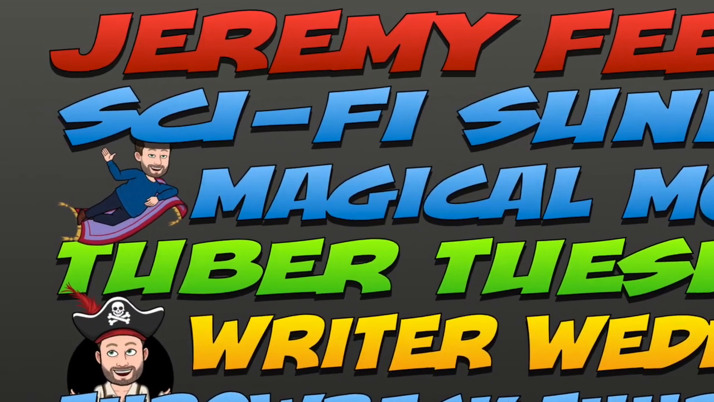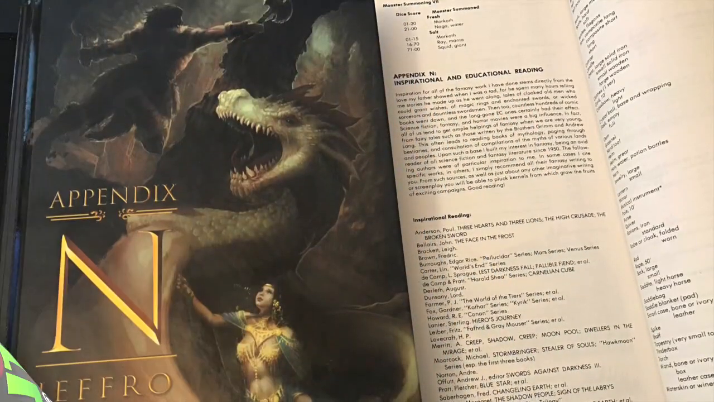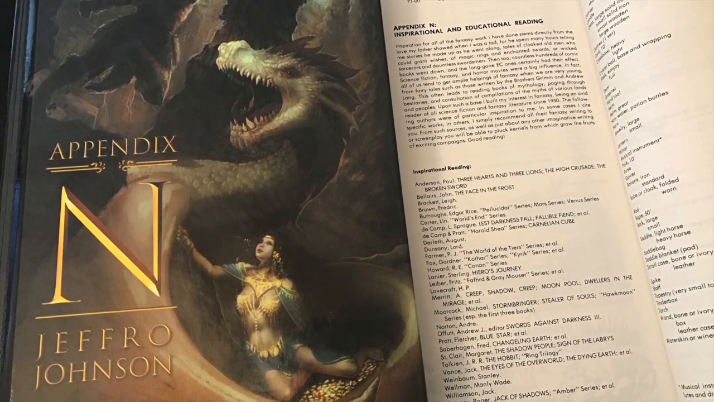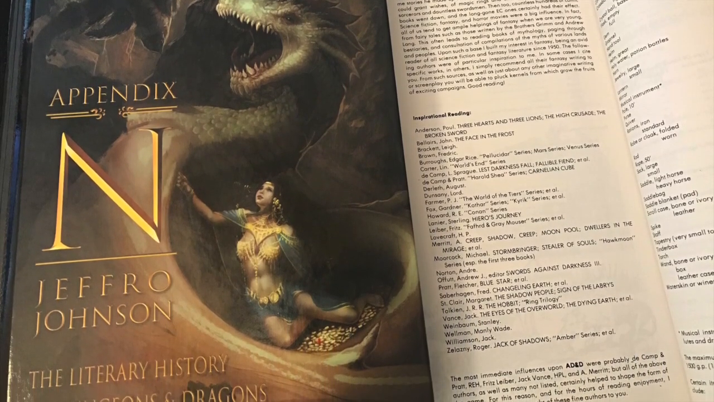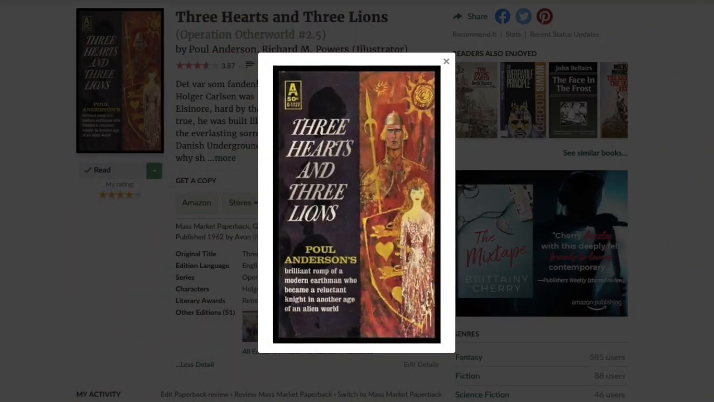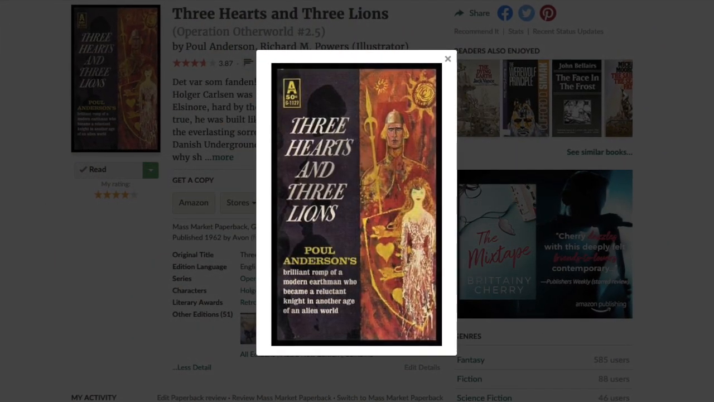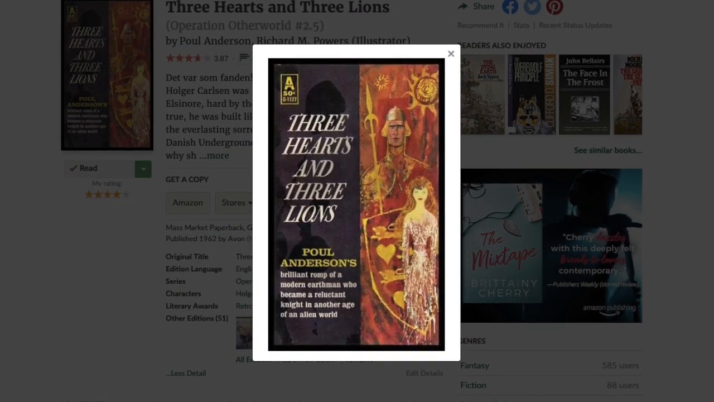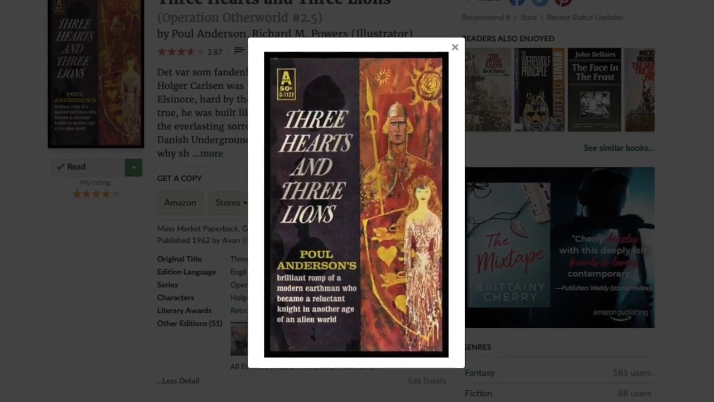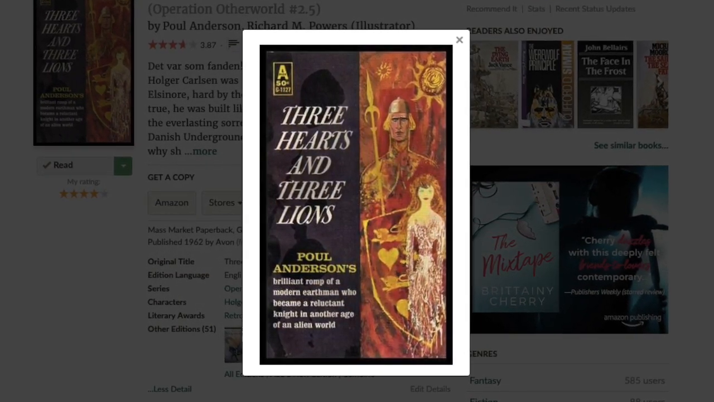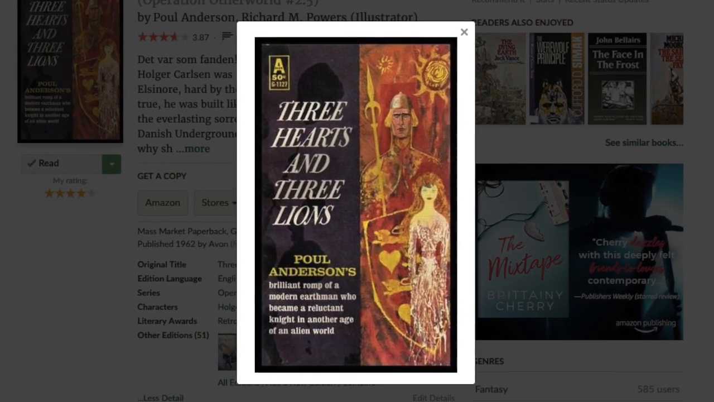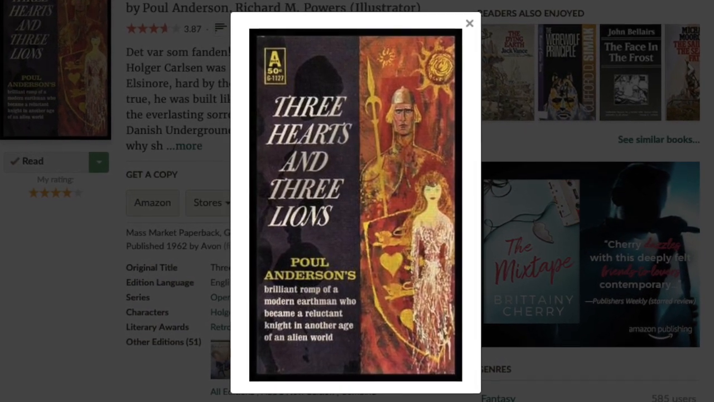That means I get to talk about fantasy, which is always exciting because I love fantasy stories. Today we're looking back at one of the Appendix N entries. This is Three Hearts and Three Lions by Poul Anderson. It's a classic in the fantasy genre. This book also was a huge inspiration to Gary Gygax for the creation of Dungeons and Dragons.